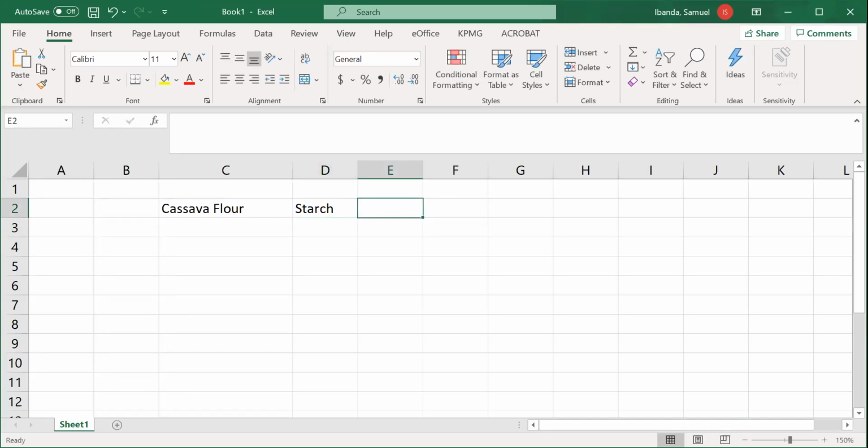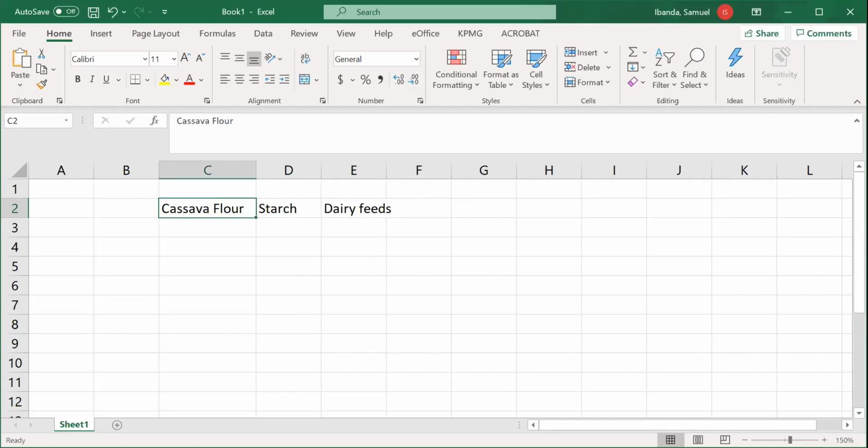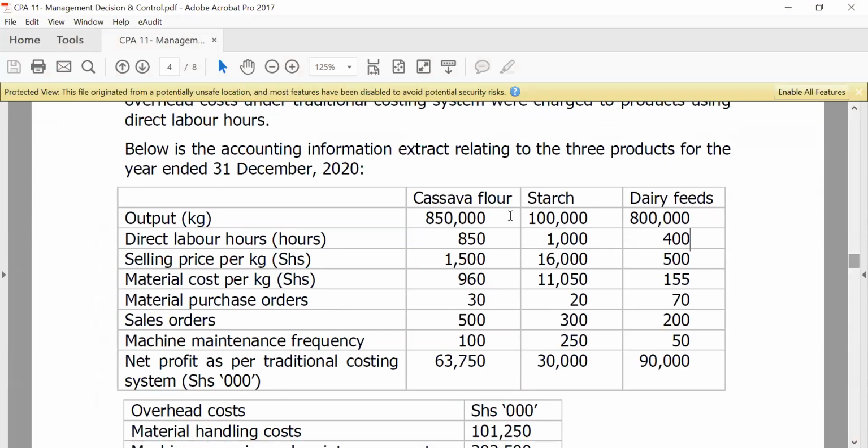And then the other product we had was daily feeds, like this. That is what we basically have. So whatever we are going to look at has to be within those respective products. We have some information that we have been given from those respective products, because when you come back to your question, you realize that for these products, as they have given us here, we have some information.